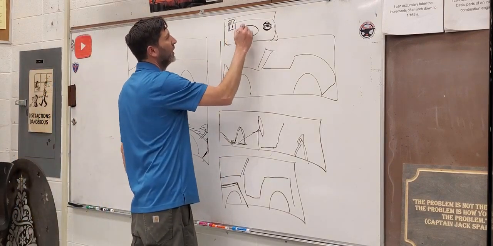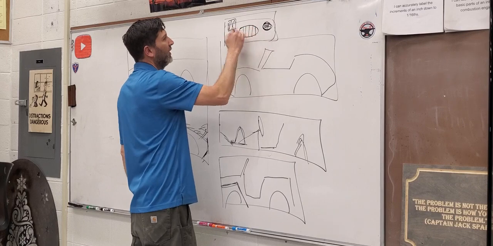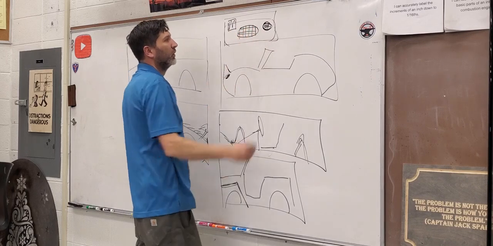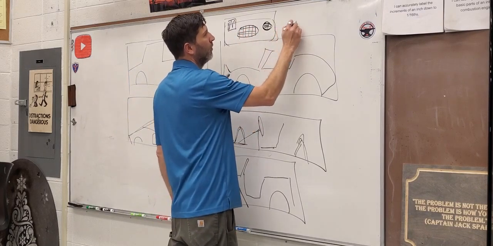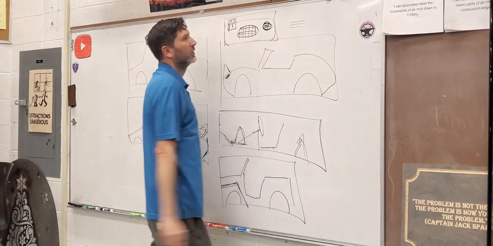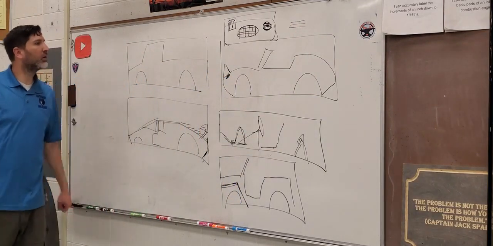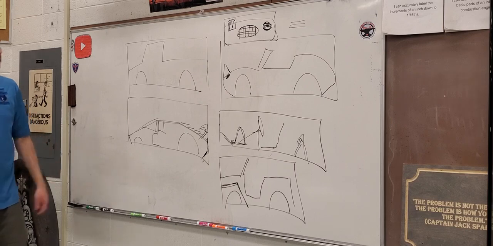What kind of grille do we want? Do we want to make it look like an old Corvette or a Thunderbird? Do we want something a little more modern? Just a couple of slots cut in the hood. What kind of tires are we going to put on this?